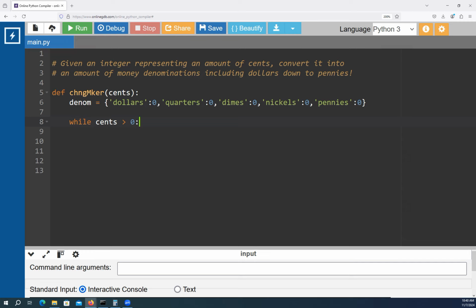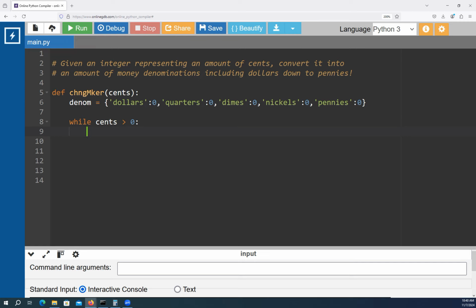So like when I add $1, I'm going to subtract 100 from cents because I've added $1. You'll see how it goes. Didn't explain that well, but oh well.